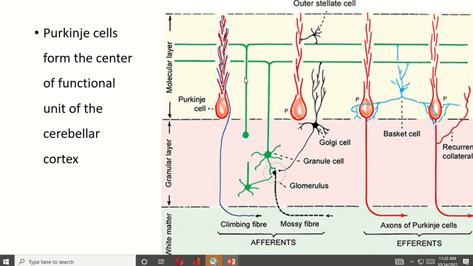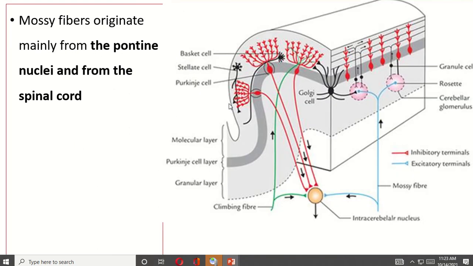The Purkinje cell forms the center of the functional unit of the cerebellum. The cerebellum maintains the movement of the body. The mossy fiber mainly originates from the pontine nuclei and from the spinal cord.